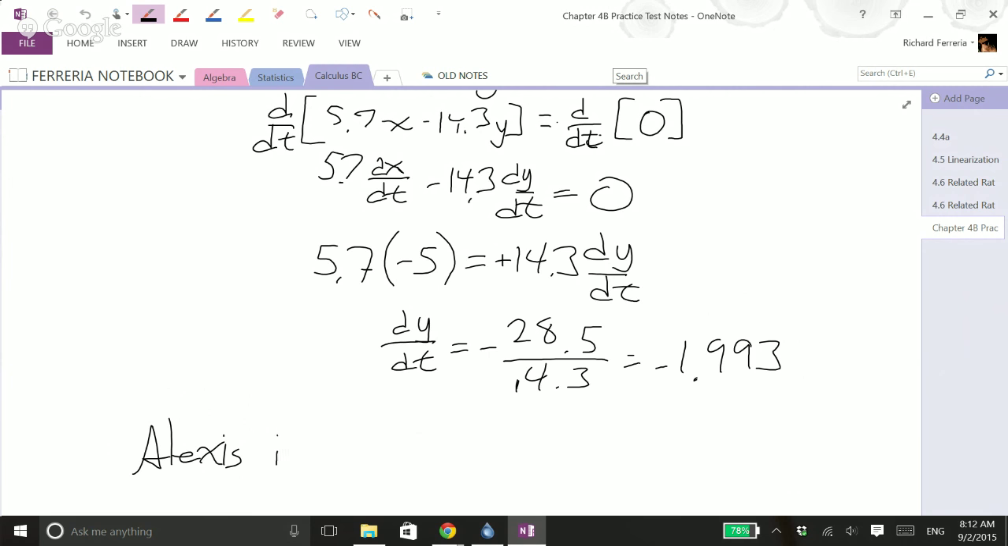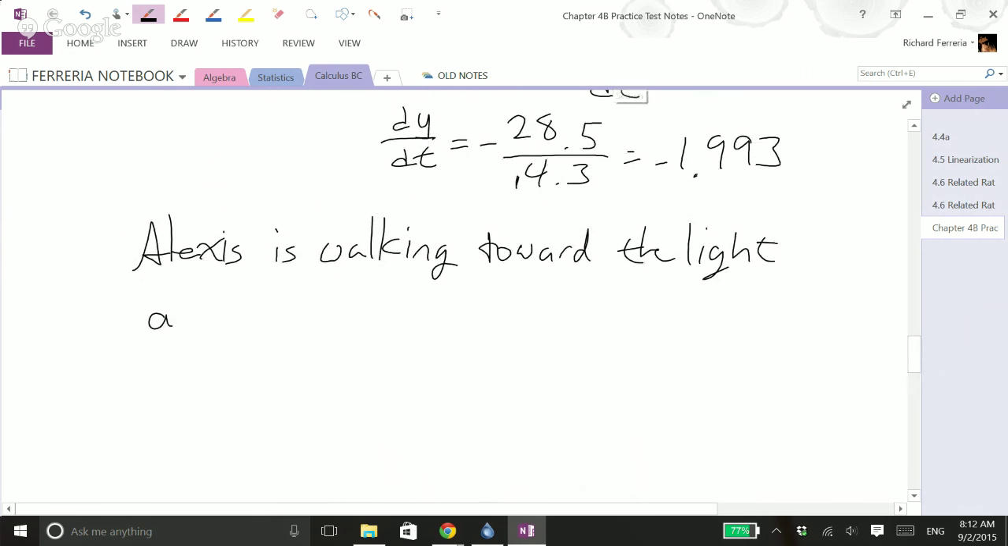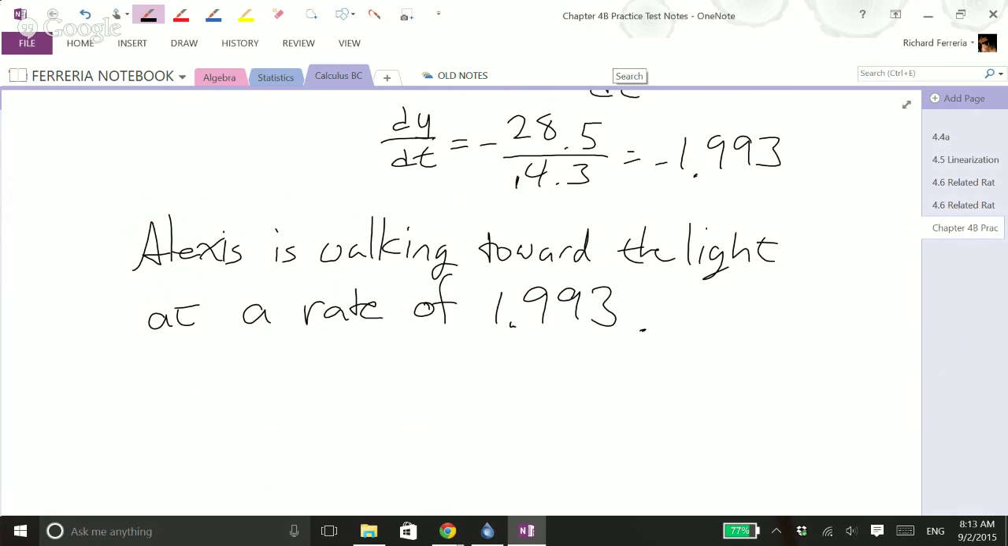Alexis is walking toward the light at a rate of 1.993. You don't need the negative there because you are indicating direction with your sentence.